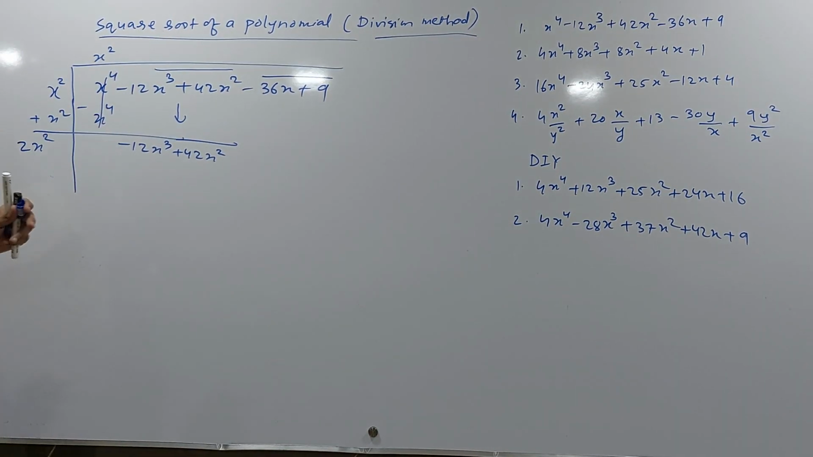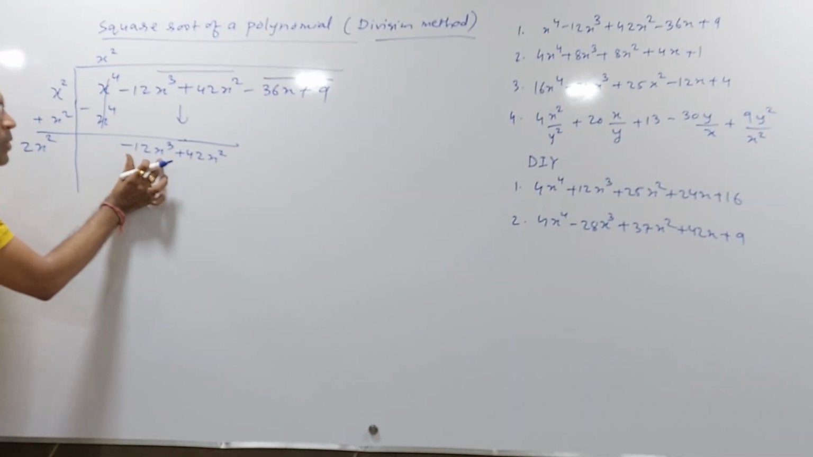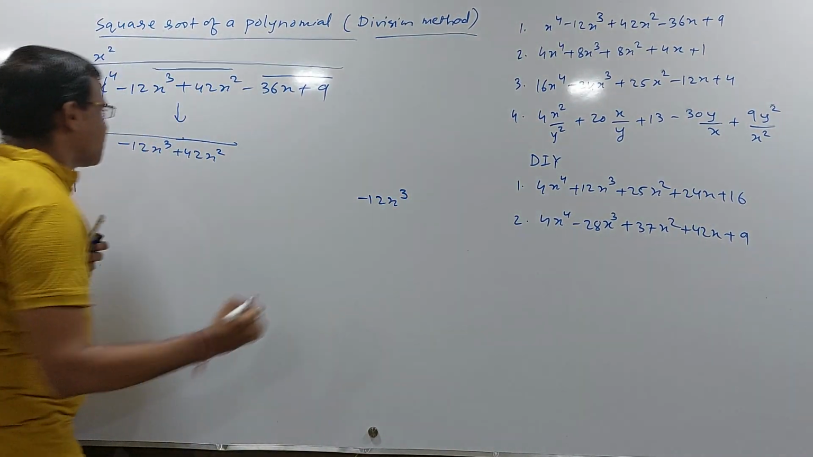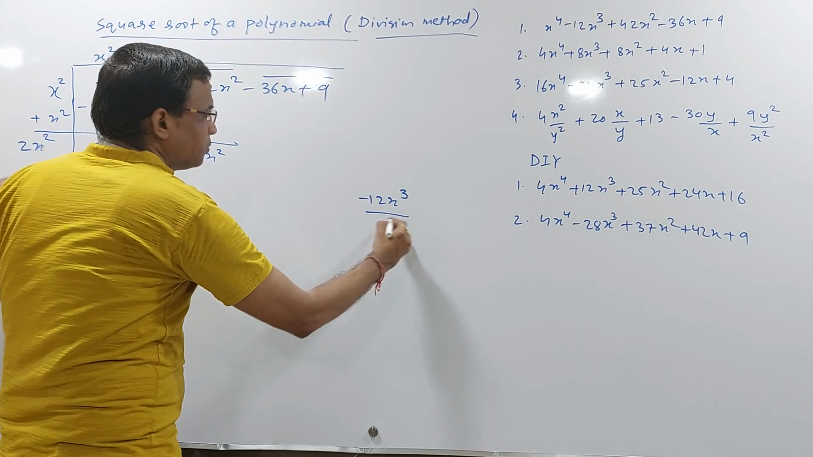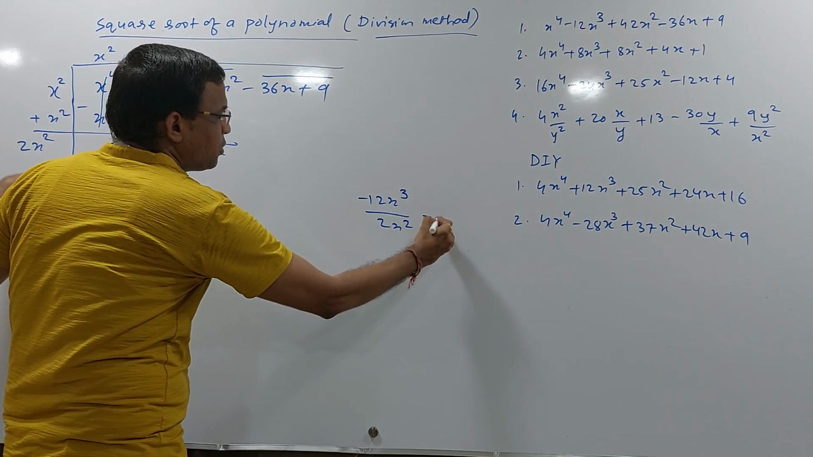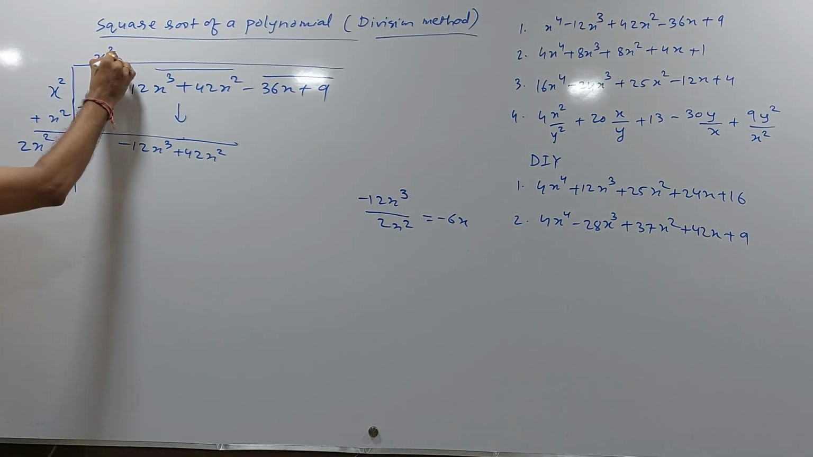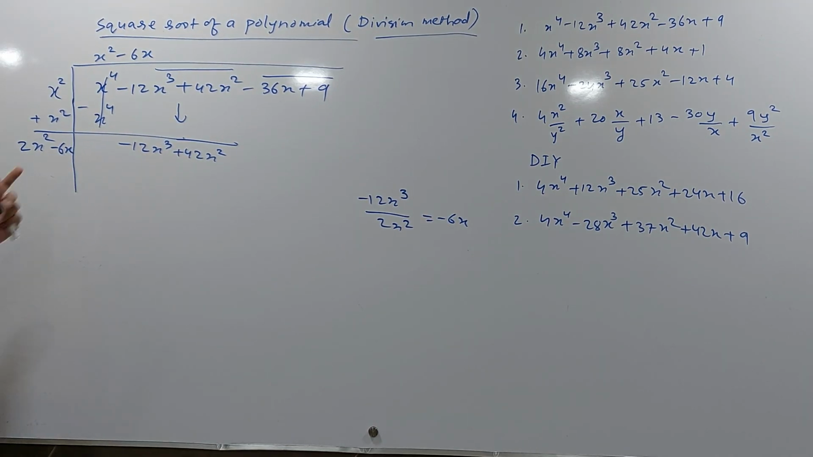So how do we perform the division of polynomials? I need to fix a term which has the highest degree. Do it in rough. That complete term is minus 12x cube. And then after that, I need to divide it by 2x square. So it gives me minus 6x. So minus 6x will be my next term of the quotient, and I will just put it over here also.